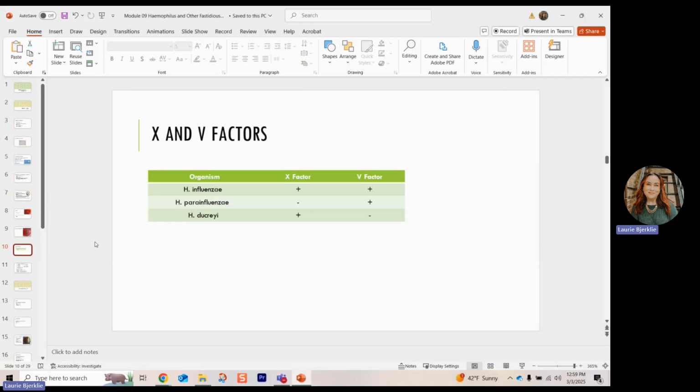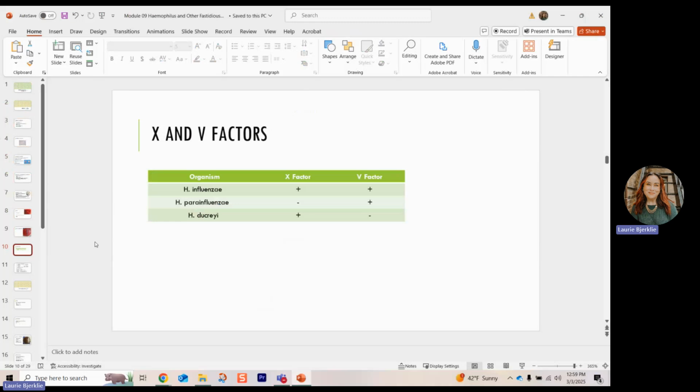You can run X and V factors. There is what we call a Haemophilus quad plate, in which there are different sections of the plate. One section might have X factor only. One section might have V factor only. One section has both X and V factor. And then one section is blank.